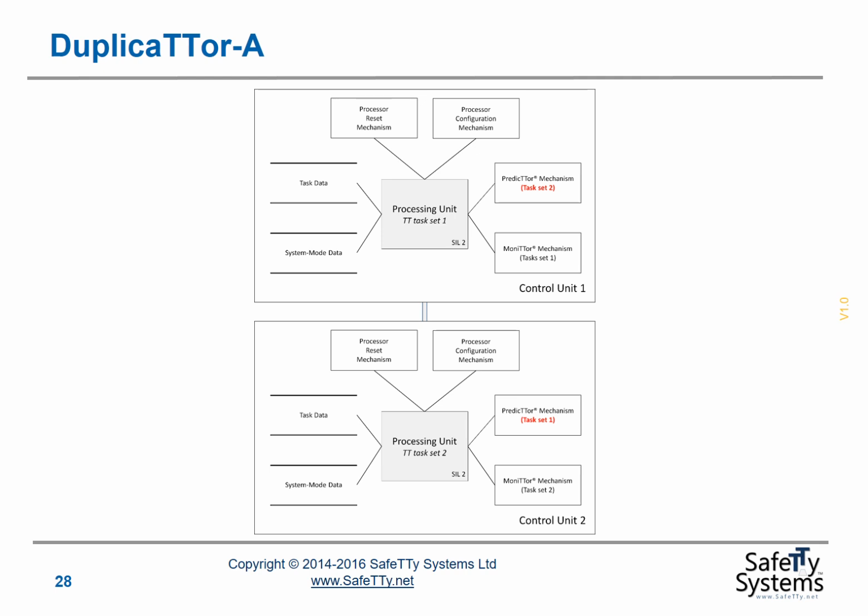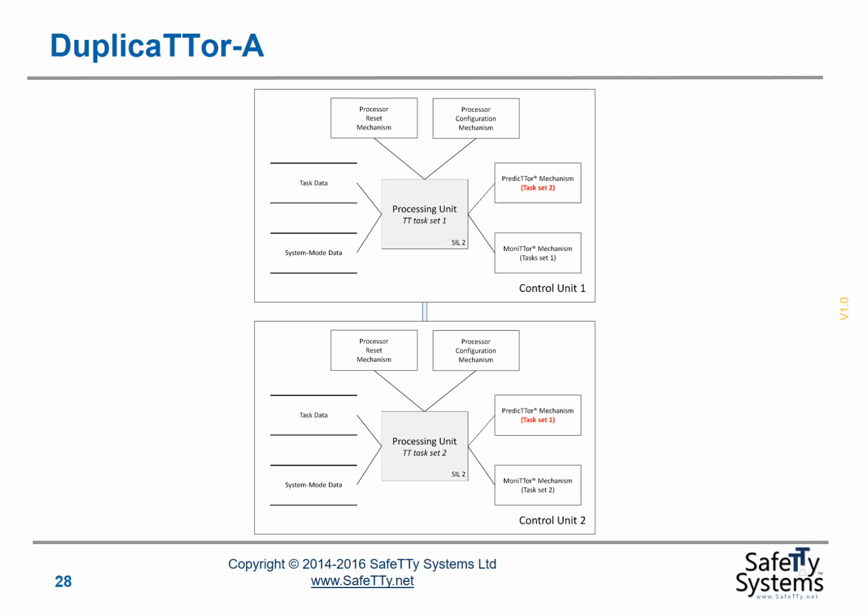We can implement this kind of 1 out of 2 design effectively using a duplicator A platform. So this is one example of a duplicator A platform. The individual components here should be familiar to you. So we have monitor mechanisms in each case, we have predictor mechanisms in each case, we have the system configured in much the way that we would expect from our previous discussions.